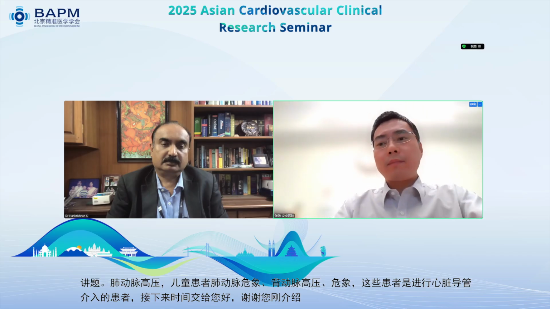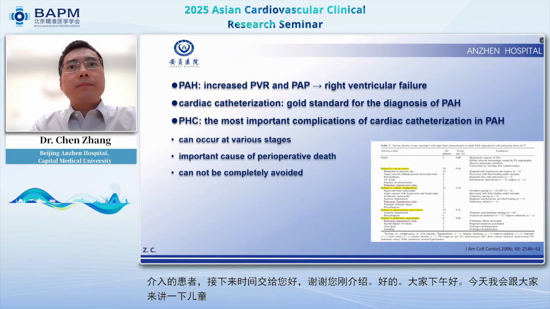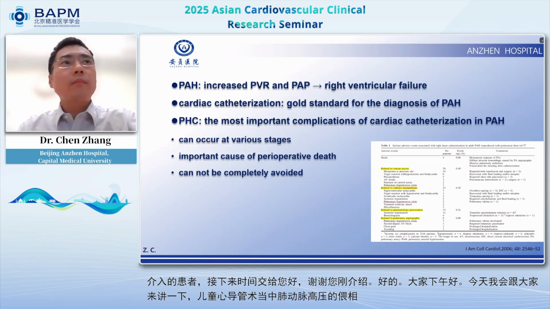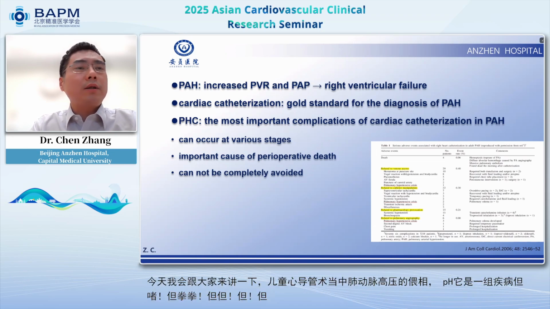Good afternoon, everyone. My topic is pulmonary hypertensive crisis in pediatric pulmonary arterial hypertension during cardiac catheterization. Pulmonary arterial hypertension, PAH, is a group of diseases characterized by increased pulmonary vascular resistance, PVR, and pulmonary arterial pressure, PAP, due to various causes, eventually resulting in right ventricular failure and even death.